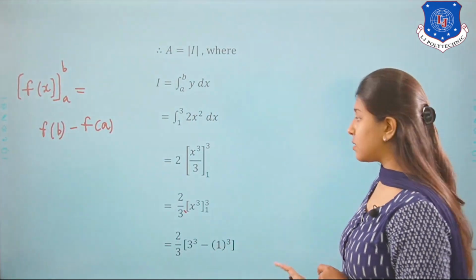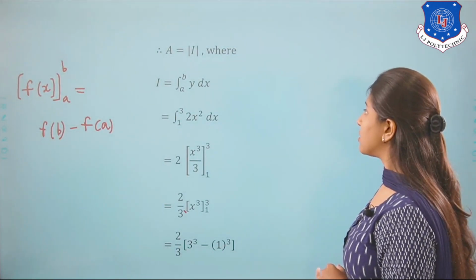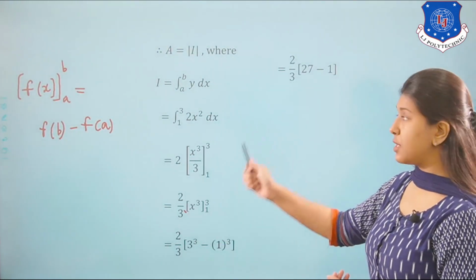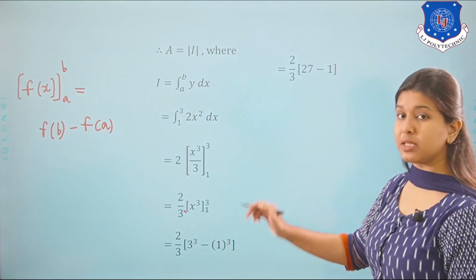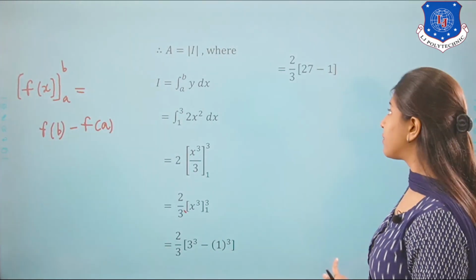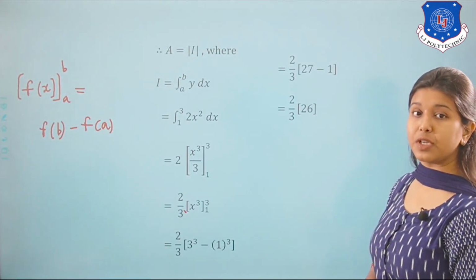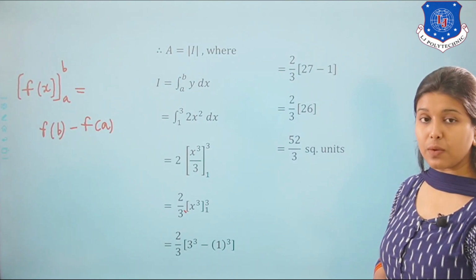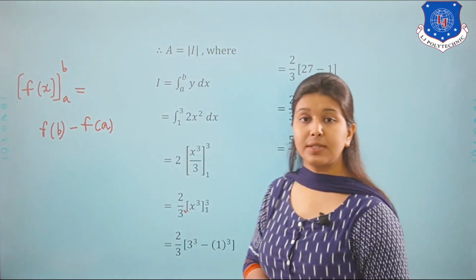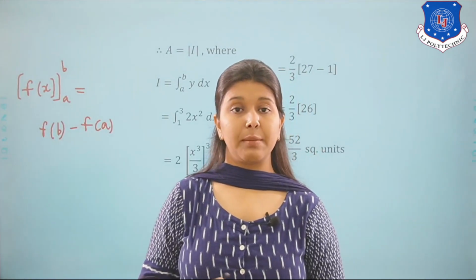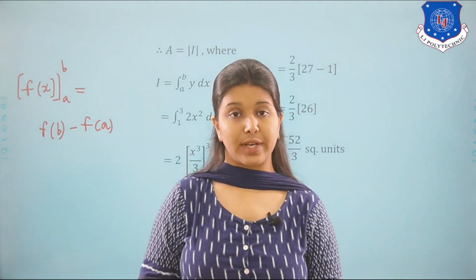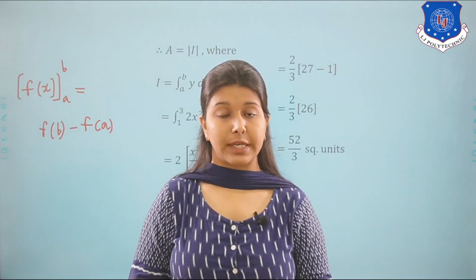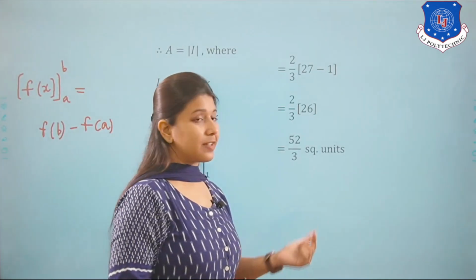Now solving this term, we have 2 by 3 as a constant, then 3 cube is nothing but 27 and 1 cube is nothing but 1. So we have 2 by 3 into 26 is equals to 52 by 3 square units. That means your area bounded by the curve y is equals to 2x square and your limits are 1 to 3, then the area should be 52 by 3 square units.